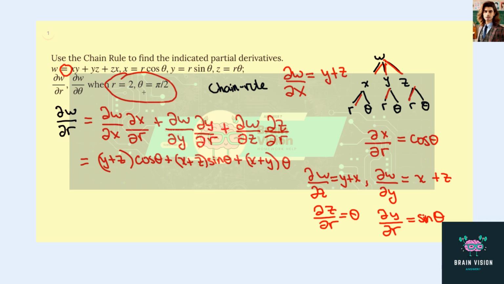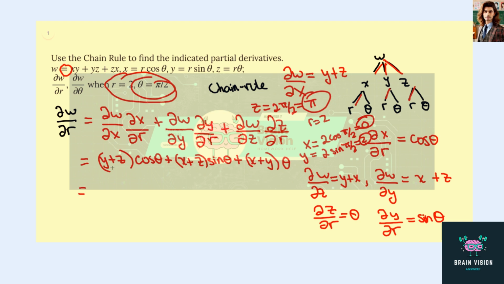So go ahead and plug in R equals 2 and theta equals pi over 2. Plug these in for x, y, and z because we see these terms in the formulas below. So x will be 2 cosine pi over 2, which is 0. Y is 2 sine pi over 2, which is 2. And then z is 2 times pi over 2, which is pi.